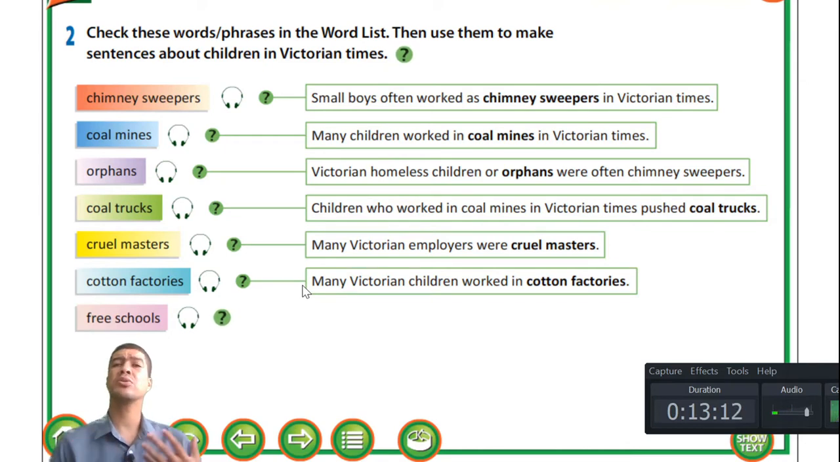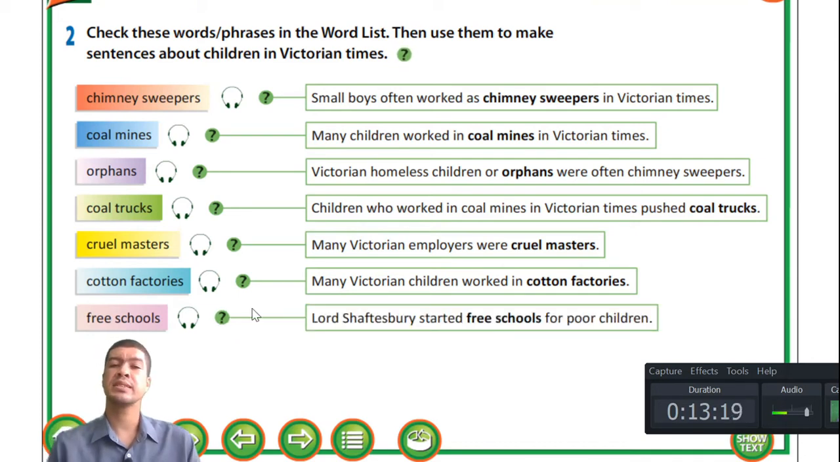Once again, make your own sentences and form your own dialogues if you can. But here's an example. Lord Shaftesbury started free schools for poor children. All right, this is just an example of a sentence. You can make your own sentences as well. All right, moving on.